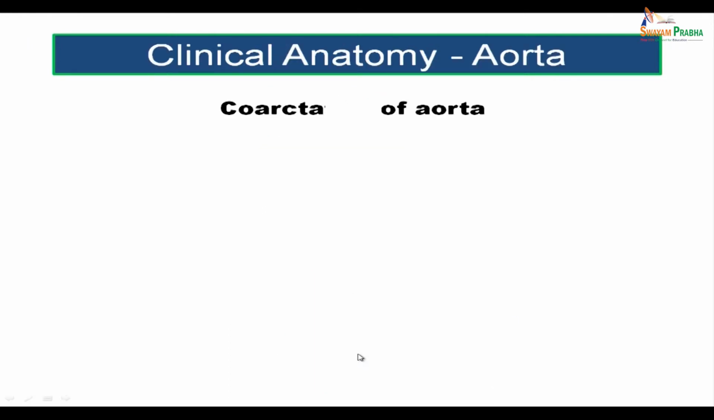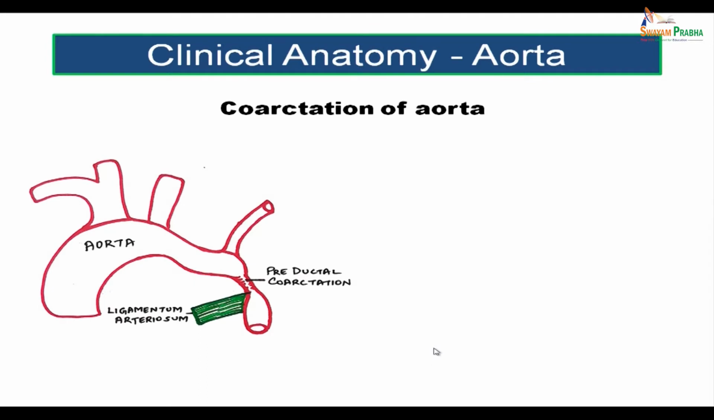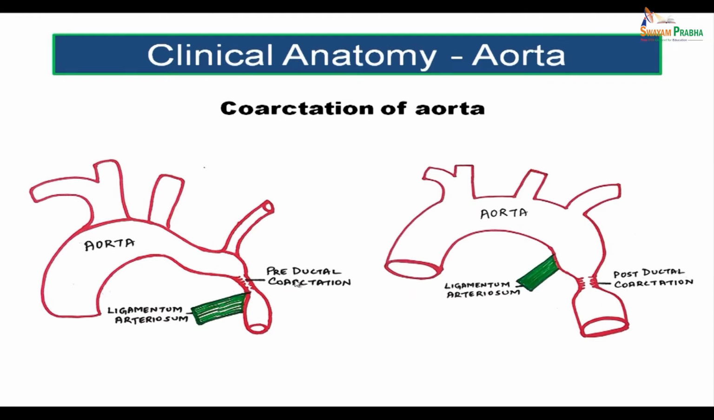Let us look at the clinical aspects of aorta. What is coarctation of aorta? Coarctation of aorta means narrowing of aorta. This narrowing can happen in relation to the ductus arteriosus, either above the ductus or below the ductus. So, if it is proximal to the ductus, it is called preductal coarctation. If it is distal to the ductus, it is called postductal coarctation.